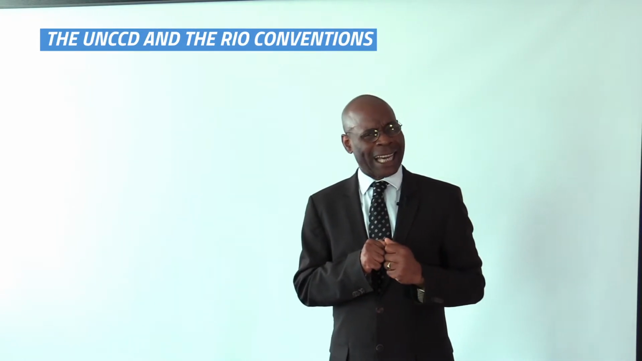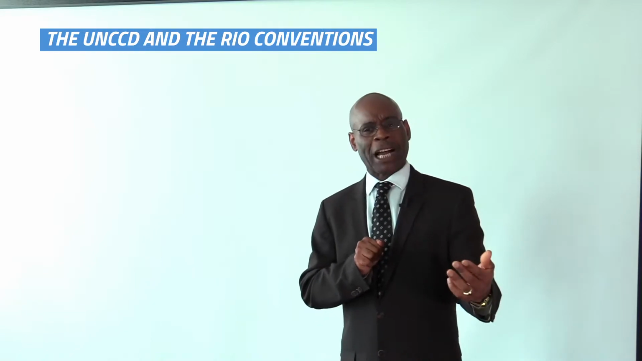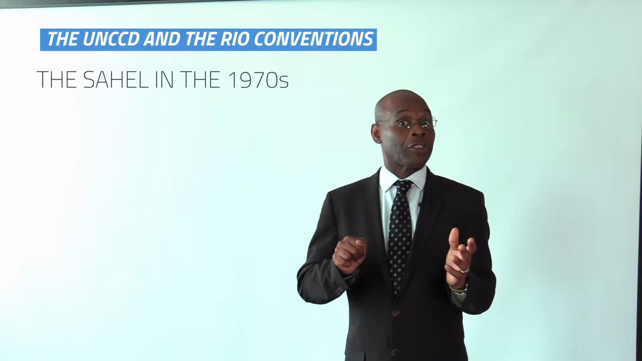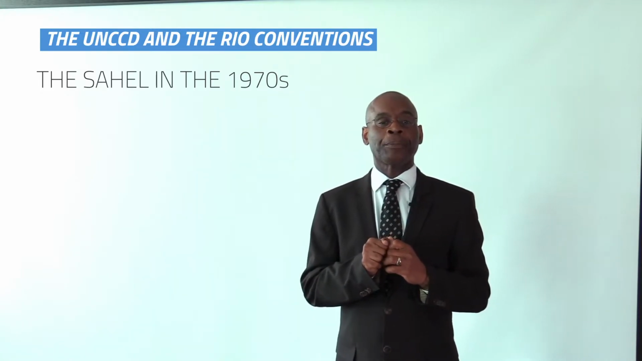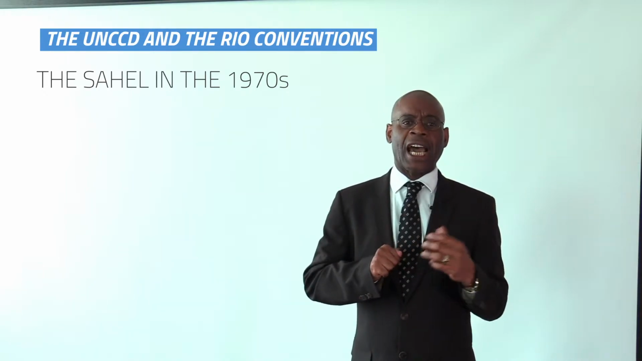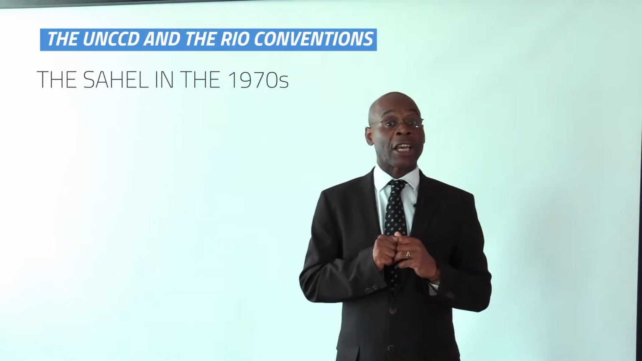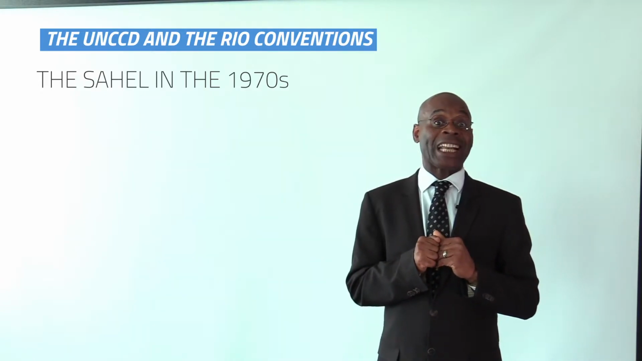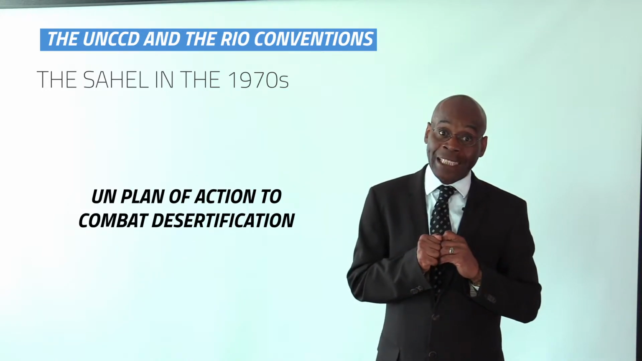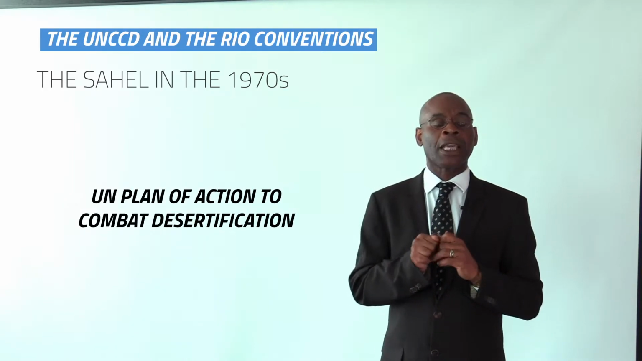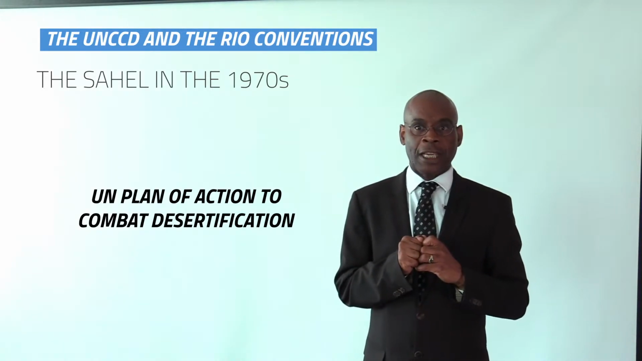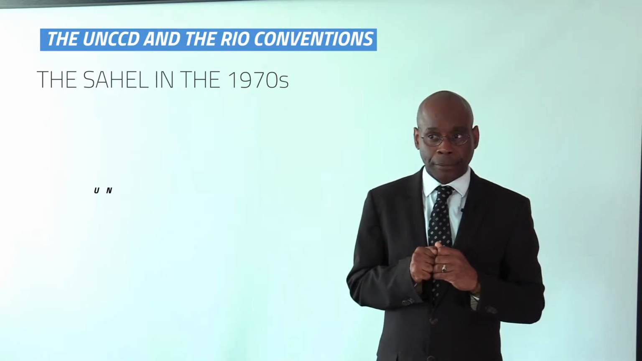The UNCCD actually began, if you were to trace it back properly, in the 1970s, when there was a serious drought in the Sahel in Africa, and people died, animals died, the earth stopped producing, and people realized we had to deal with this. So the United Nations called a conference, which was held in Nairobi, Kenya in 1977, and they came up with the United Nations plan to combat desertification. And so they were working with this plan. But the truth is that it wasn't very, very effective. And so something else had to be done.